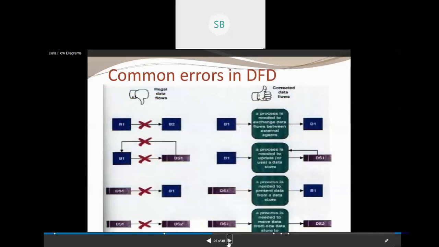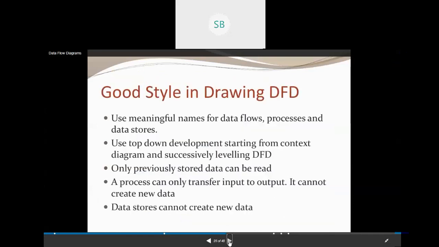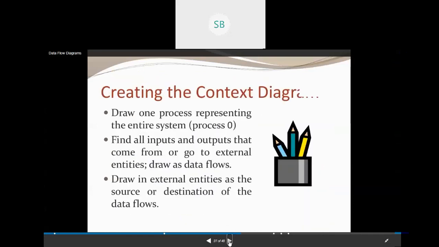So these are just the common errors, whatever we mentioned. These are the basic good practices. I'll show you one diagram now.